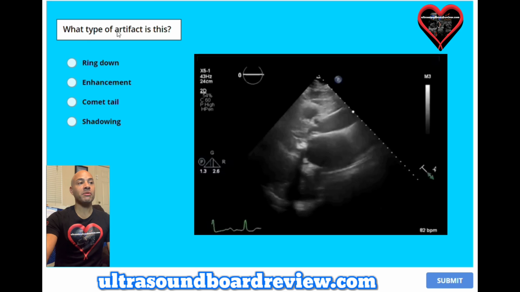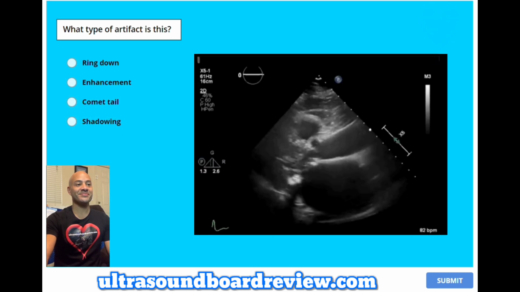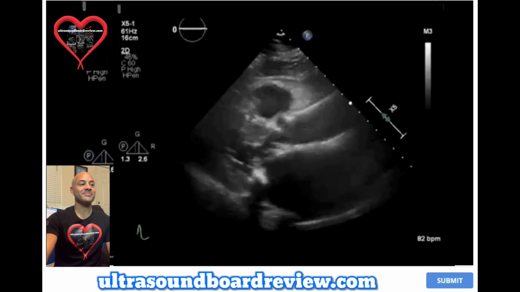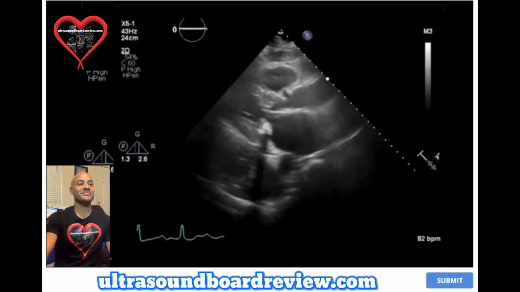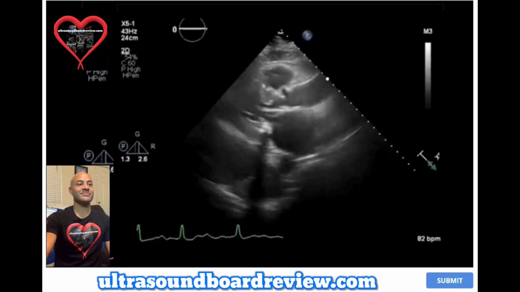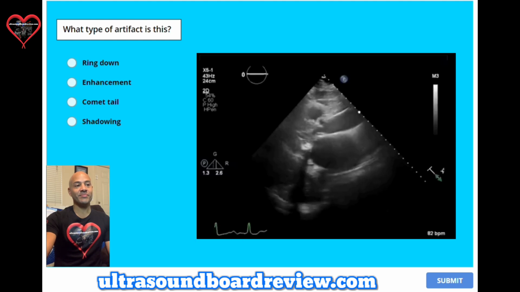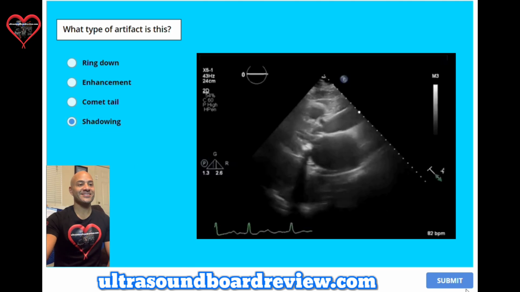Question 87. What type of artifact is this? A, ring down. B, enhancement. C, comet tail. Or D, shadowing. The answer is D, shadowing.